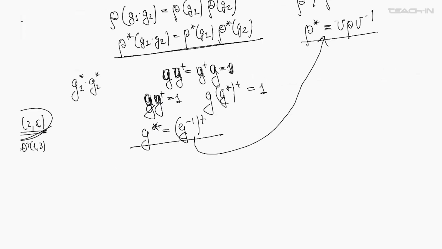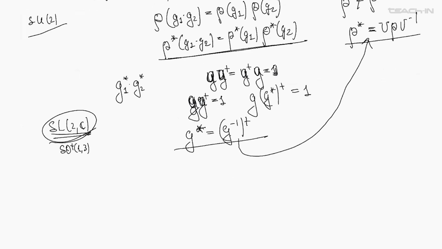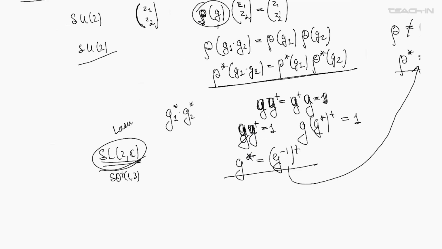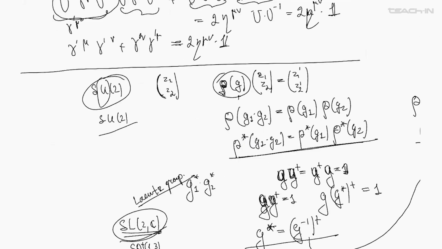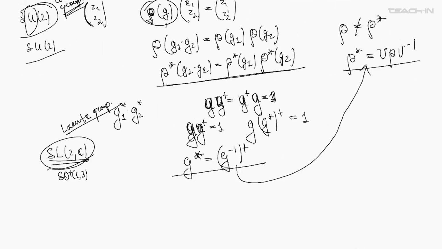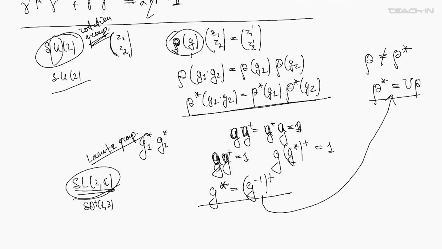SL2C is a Lorentz group. It's a universal cover of the Lorentz group SO plus 1, 3, while SU2 is a universal cover of the rotation group. And then you see the essential difference between them. Representations of the Lorentz group are much richer in structure, in the sense that the complex conjugate representation is not equivalent to the original representation, while it is the case for the rotation group, sorry.